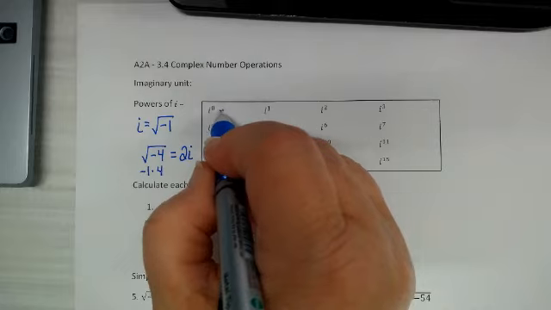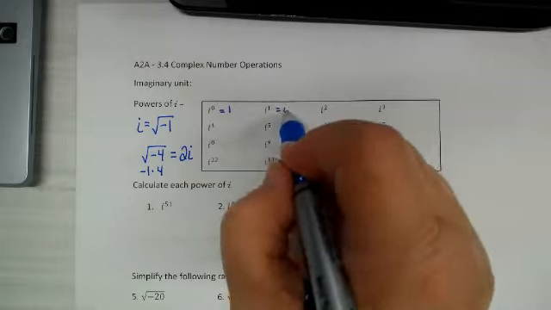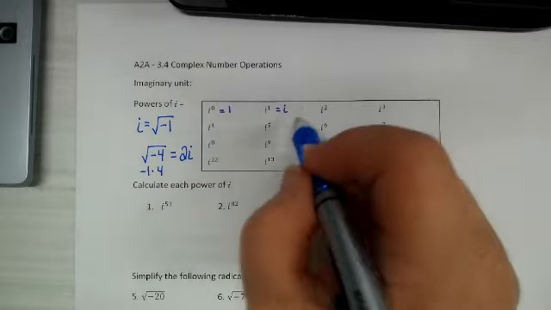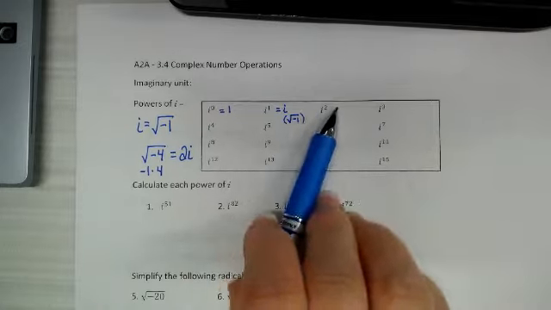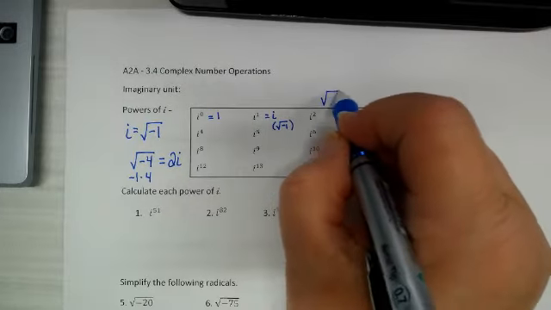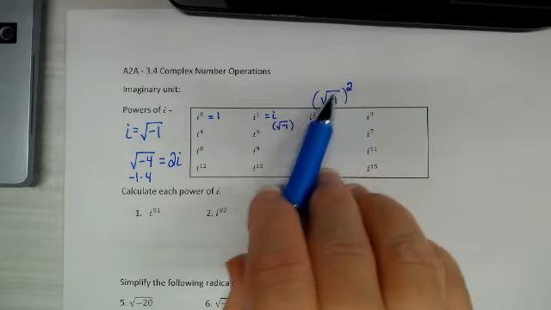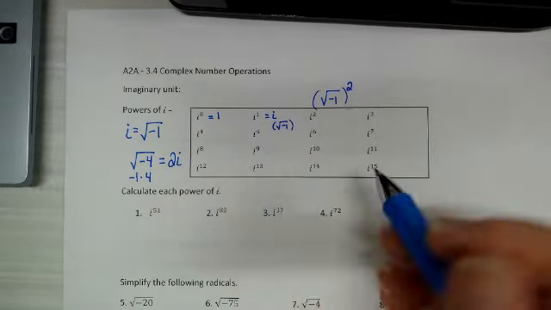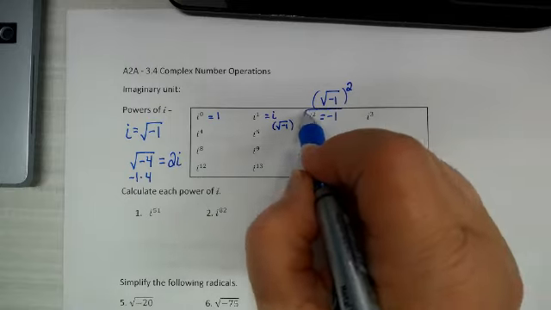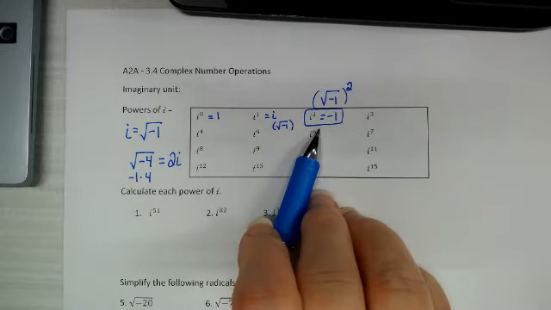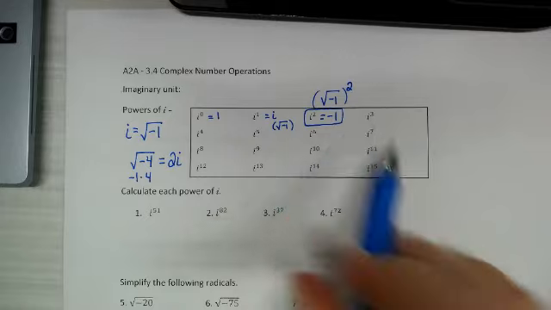Anything to the 0 power is always 1. And then i to the first is just i, which we learned just a second ago was the square root of -1. i squared: imagine I take the square root of -1 and square it. Well, what happens when you square a square root? You just get the number inside. i squared is -1. Guys, that's probably the most important fact on this page right now. i squared is -1.